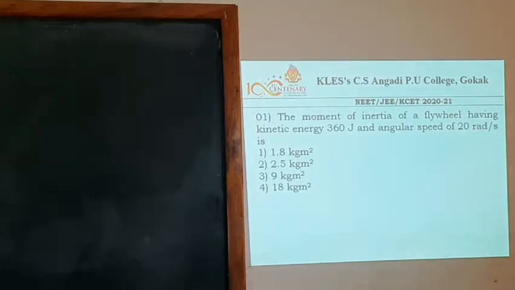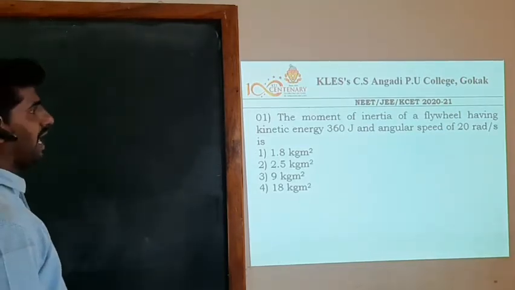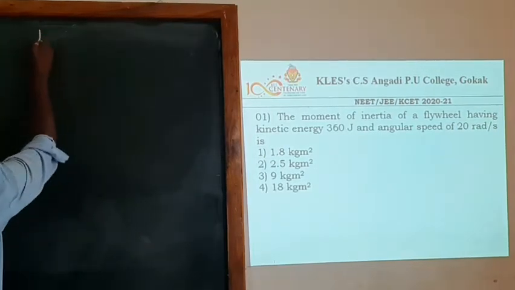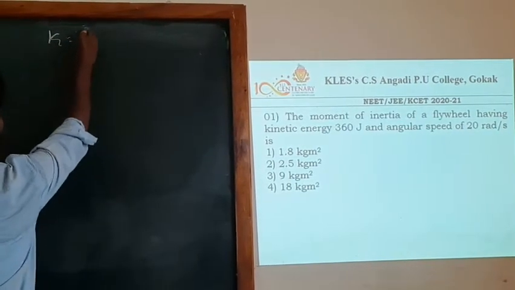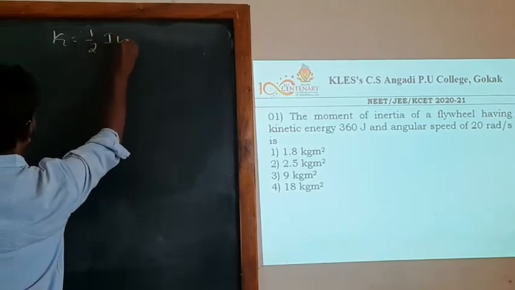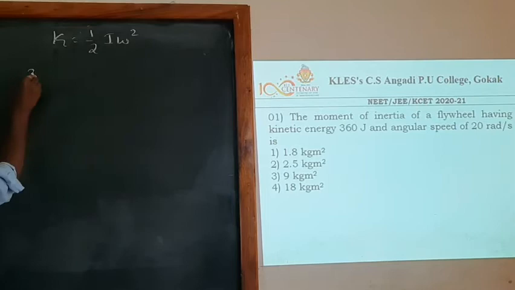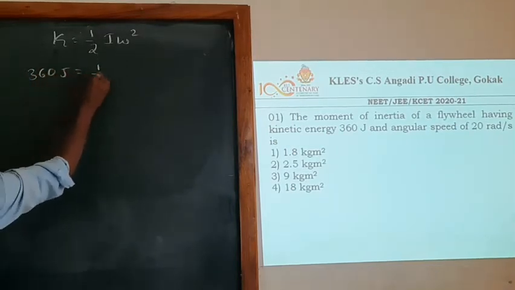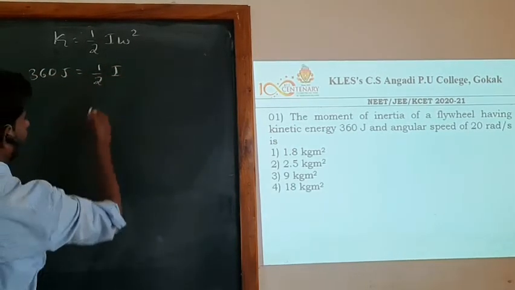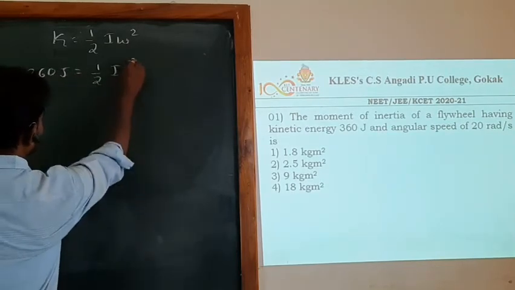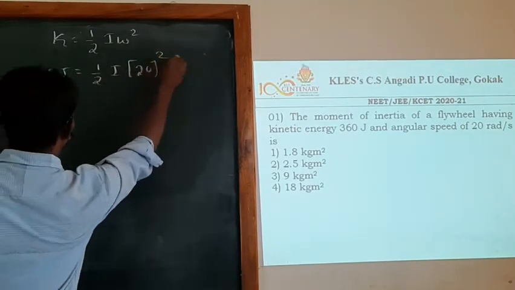The moment of inertia of a flywheel having kinetic energy 360 joule and angular speed 20 radian per second. The given term first, kinetic energy. Its formula is half I omega square, and the value of kinetic energy is given. This is 360 joule is equal to 1 by 2 times the moment of inertia, which we want to find here, and they are given the angular speed, that is 20 square.